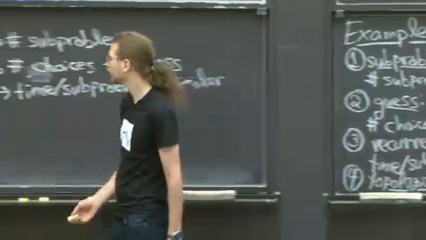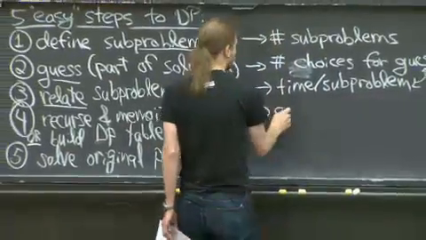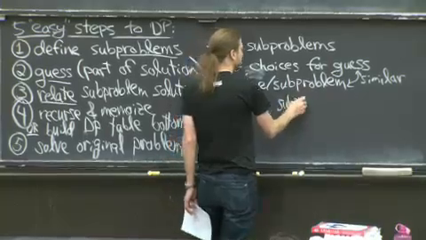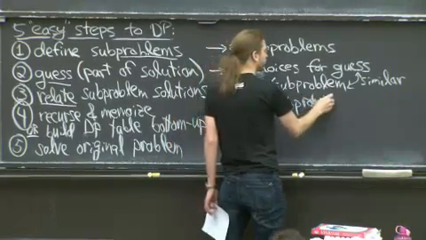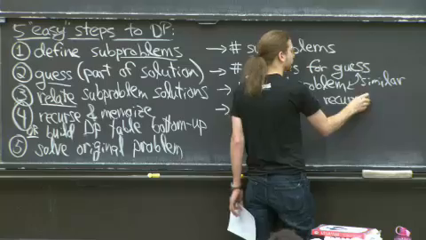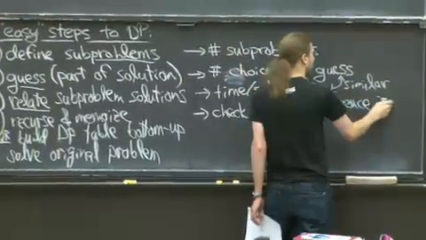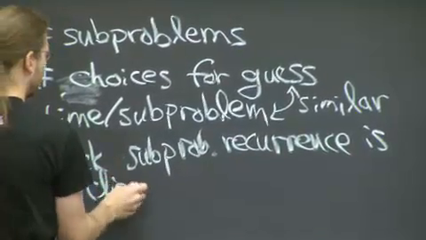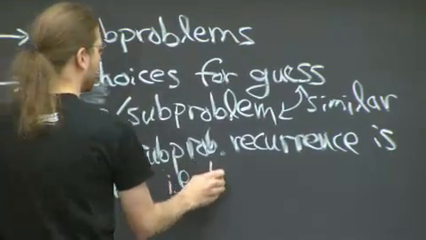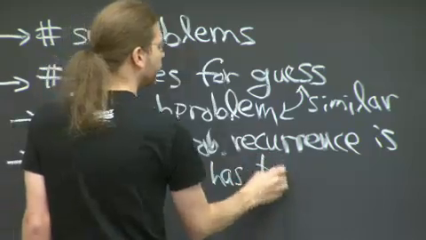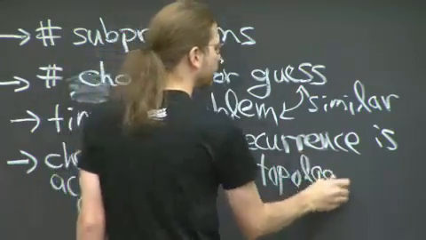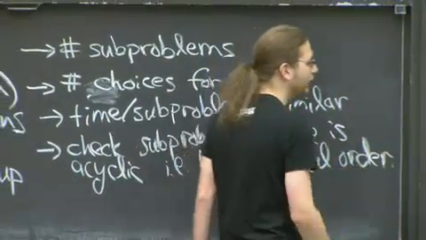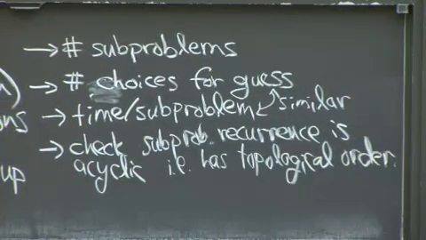And in general, what we need to check here is that the subproblem recurrence is acyclic. In other words, that it has a topological order. So we can use topological sort. We don't actually use topological sort algorithm usually. You can just think about it.